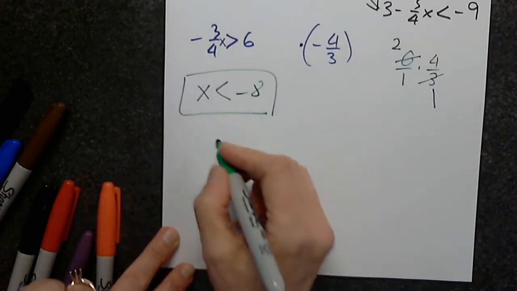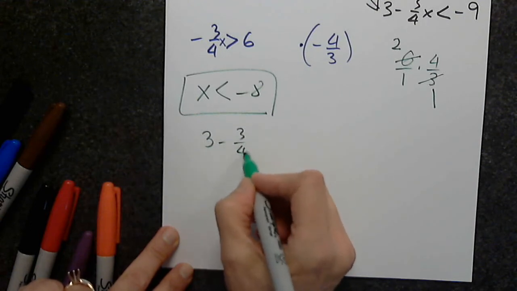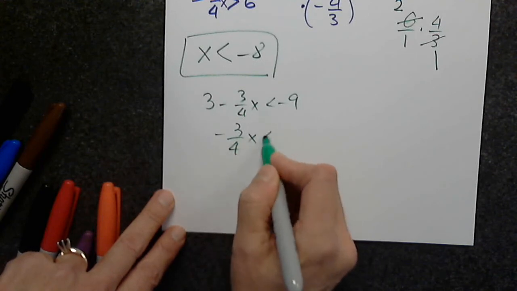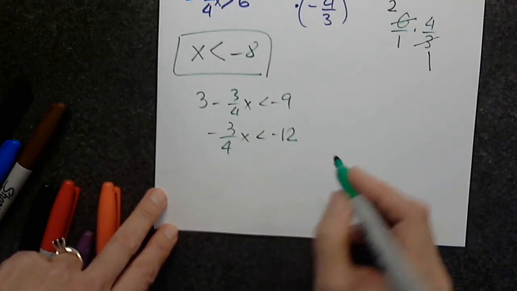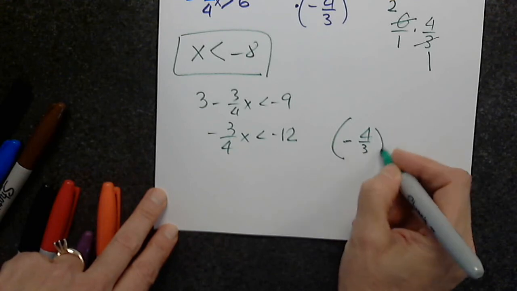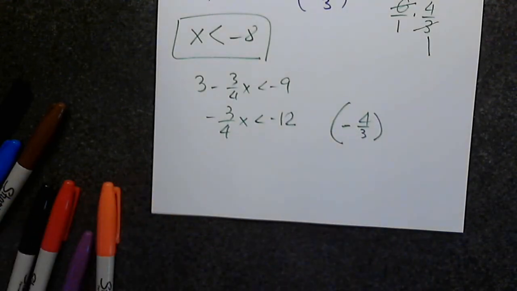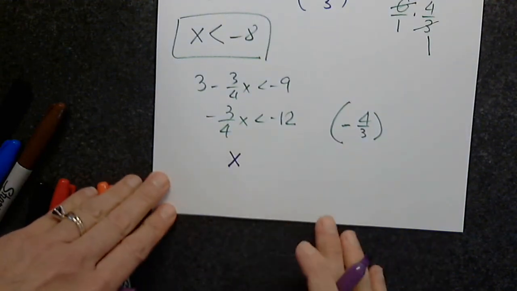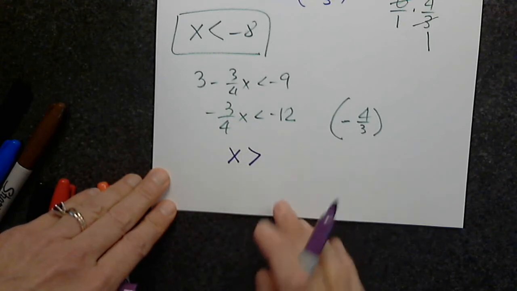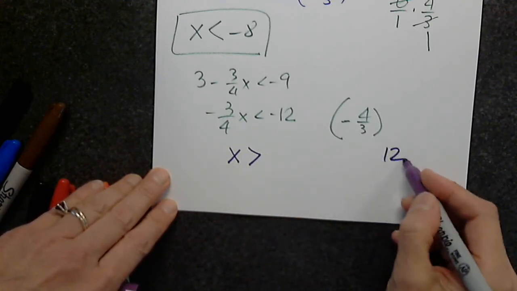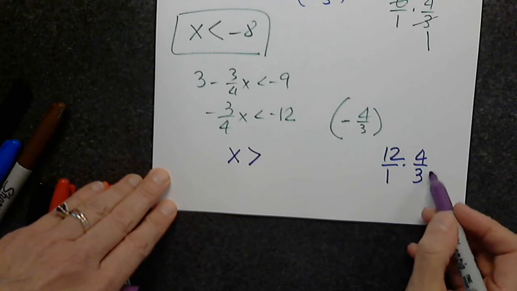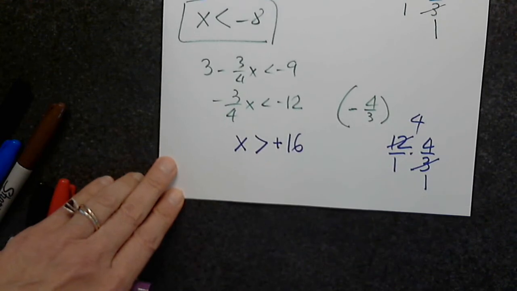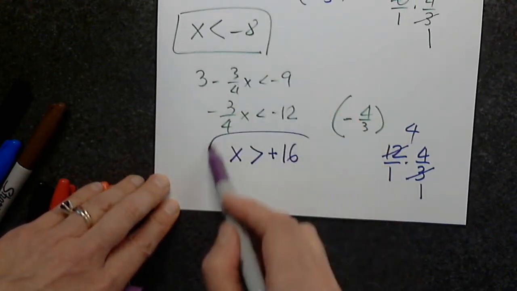Okay. The second one, 3 minus 3/4 x less than negative 9. I subtract 3 first. Negative 3/4 x less than negative 12. Like before, I'm multiplying by negative 4/3. Tell me what we get on the left. Very good. What do I do with the inequality symbol? Flip it. Very good. And now let's take this aside. 12 over 1 times 4 over 3. I simplify by 3. 16 and positive 16. Good. So this is one solution, this is the other.